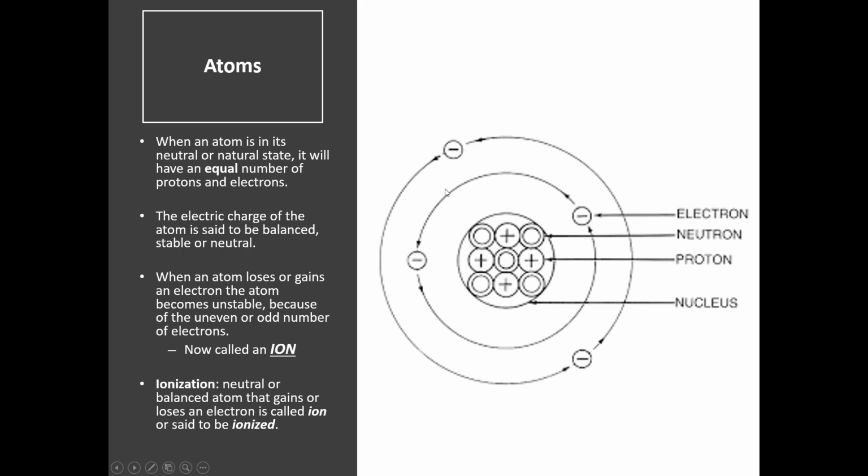Ionization is the process of knocking these electrons out of their shells. So what this radiation does when we say it's ionizing radiation is it's able to knock these electrons out and make positive ions.